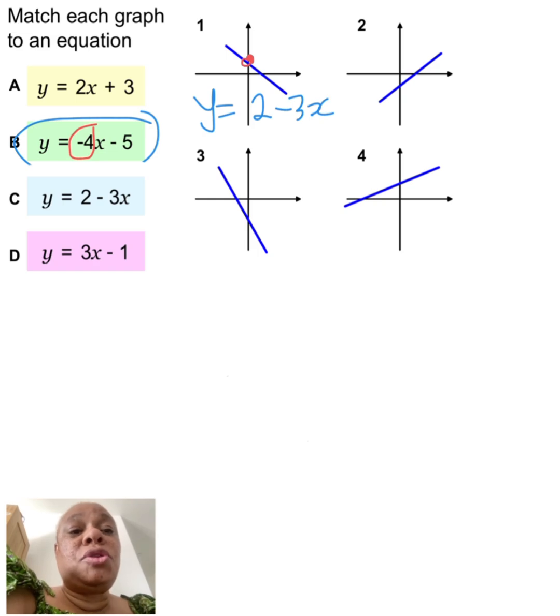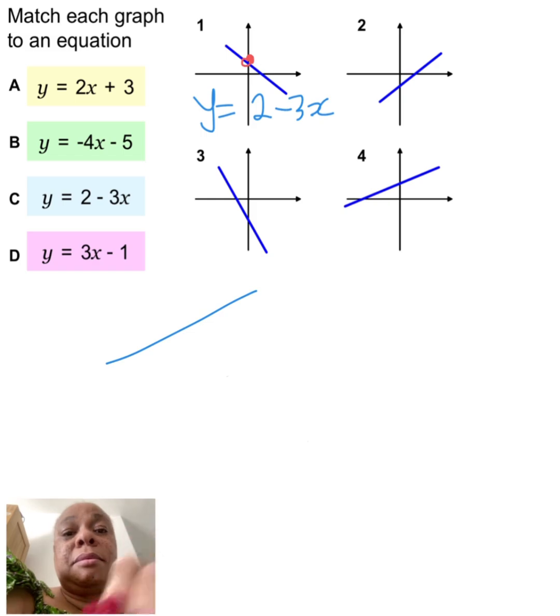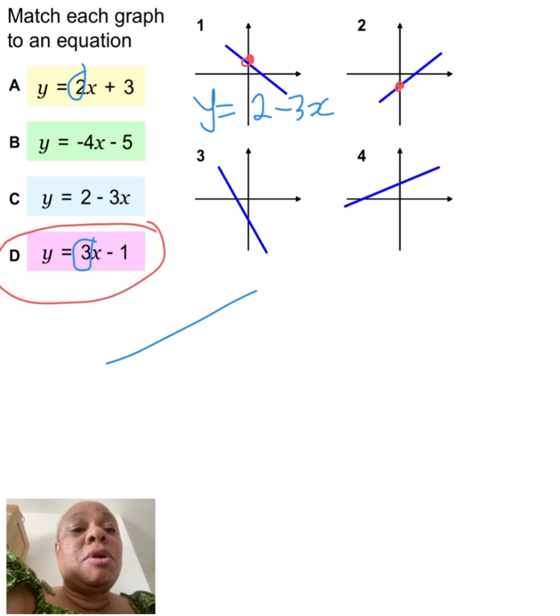Let's look at number two. Number two has a gradient that's rising this way. So that's a positive gradient. So that means that it will either be A, because A has a positive gradient here, or it is D because D has a positive gradient. Now, if we look at the y-intercept of 2, this is where our y-intercept is, and it's negative. So our answer to 2 is most likely to be this because this has a negative y-intercept. So the second line is y equals 3x minus 1.